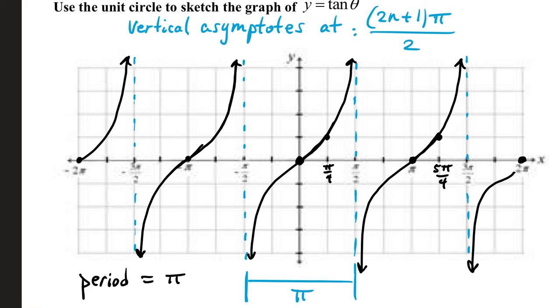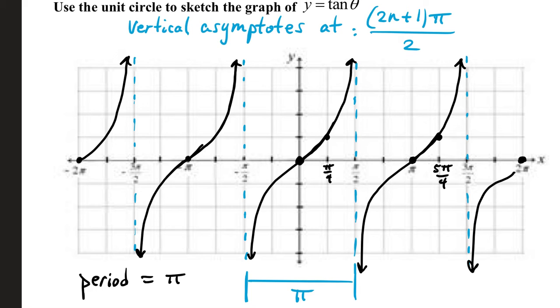Notice that with tangent, the streak only has a horizontal distance of pi units to complete itself. On the unit circle, every time you make a pi radian sweep or a sweep of 180 degrees, your slopes start repeating themselves. So tangent has a period of pi. The easiest way to mark that is between the asymptotes. It's pi units between the asymptotes, so that's the period for tangent.